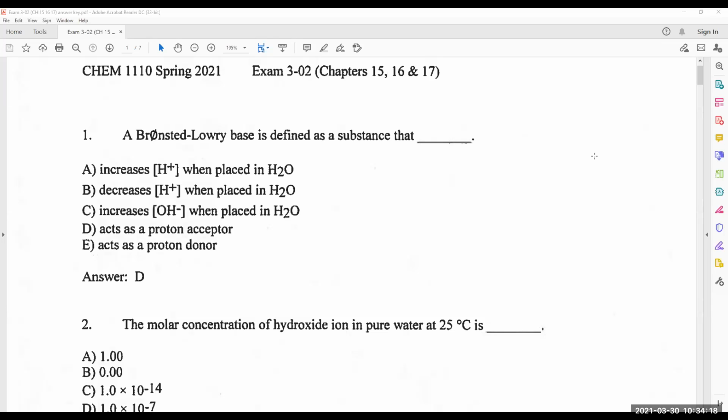the exam. The first question was, a Bronsted-Lowry base is defined as a substance that is what? The Bronsted-Lowry base acts as a proton acceptor. So for Bronsted-Lowry, acids are proton donors, bases are proton acceptors.